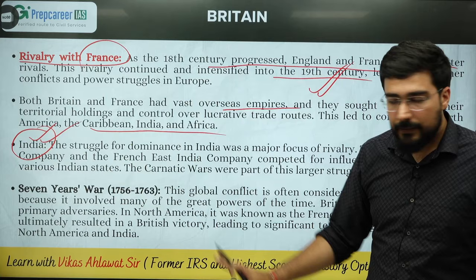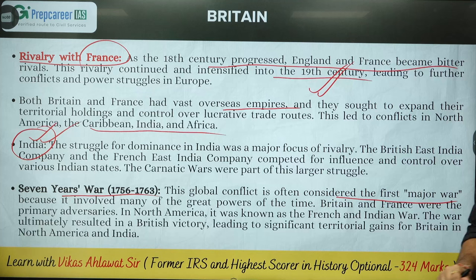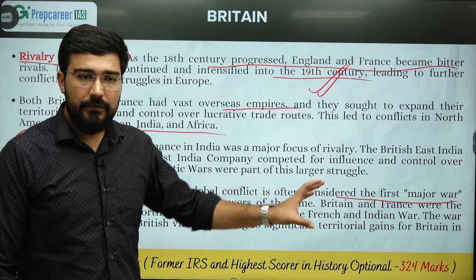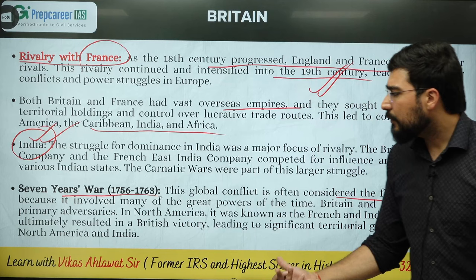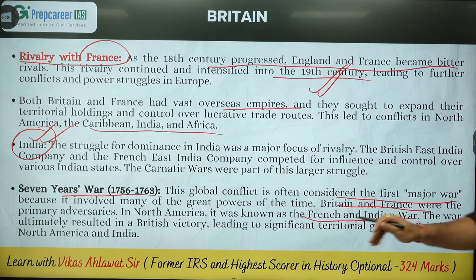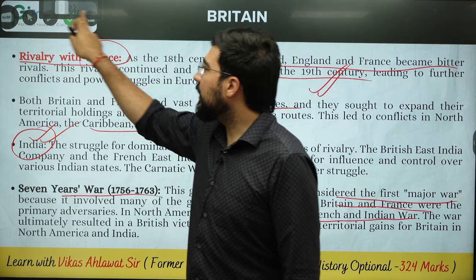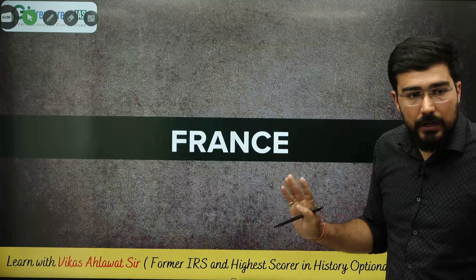Finally comes the Seven Years' War. This was a global conflict. In fact, it is considered the first major world war, because the majority of the powers were fighting against each other. It was a commercial dispute, a religious dispute, all of them came together, and Britain and France were the primary adversaries, and eventually we see the creation of an alliance. And as Britain won, it eventually led to the signing of the Treaty of Paris in 1763, which led to certain provisions. Okay, so France is something we have to understand even more.